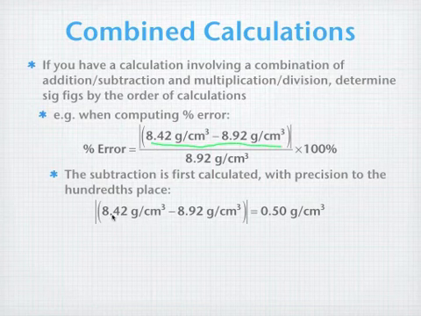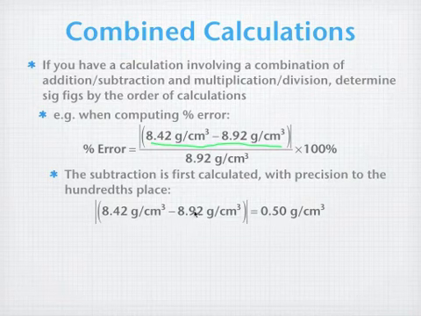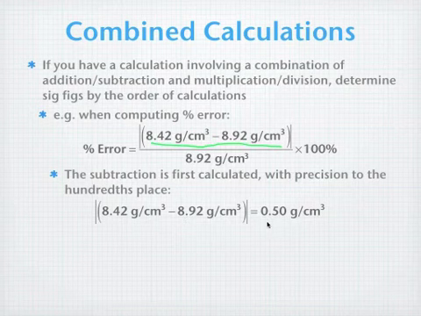When we do that subtraction, 8.42, this is an example that we used earlier in this video series, minus 8.92 grams per cubic centimeter, gives us a value of 0.50 grams per cubic centimeter. You notice this is subtraction, so we're going to the hundredth spot. Not 3 significant figures, but we're going to the hundredth spot.